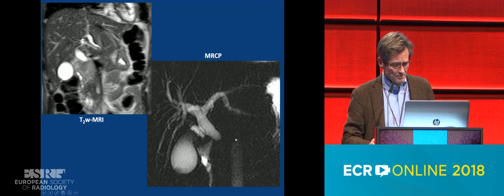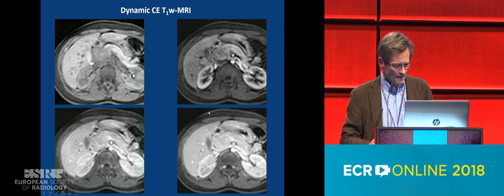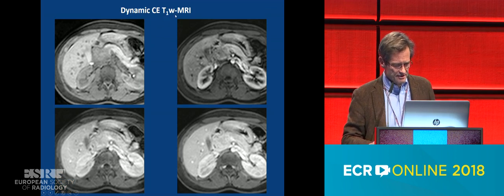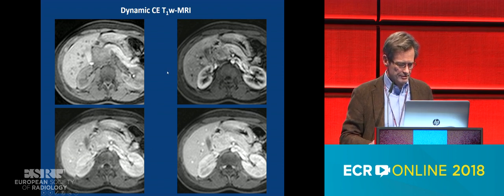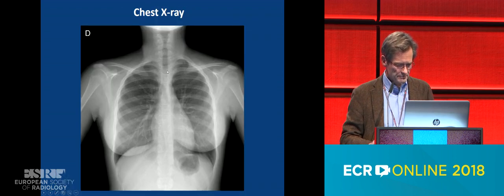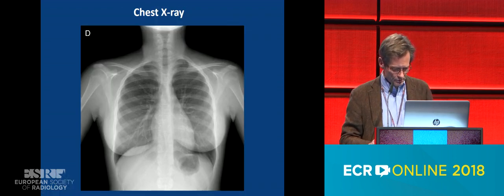The MRCP displays a stricture on the distal portion of the extrahepatic duct with associated intrahepatic duct and common hepatic duct dilatation. And on dynamic contrast enhanced T1, this is before contrast, you have the arterial phase, the portal venous phase and the transition phase, you have a progressive enhancement of the lesion along with contrast administration. The chest X-ray was normal.